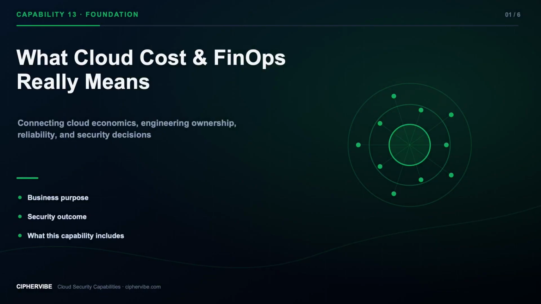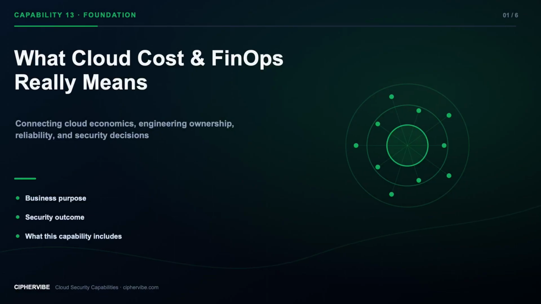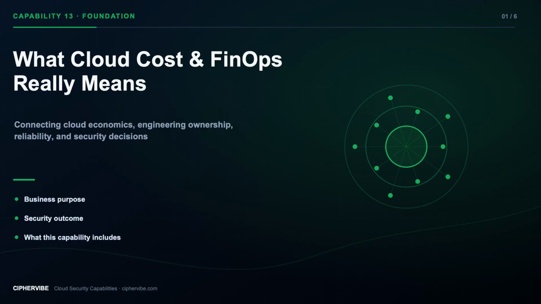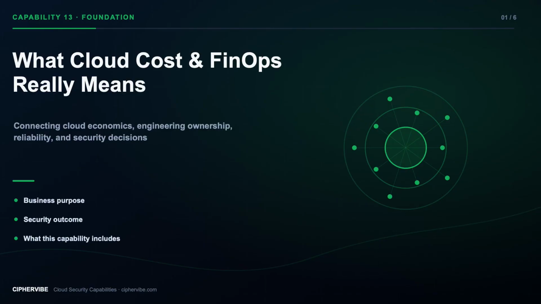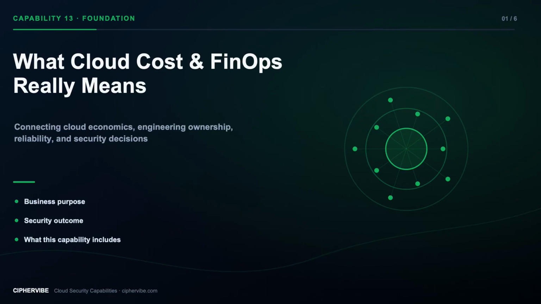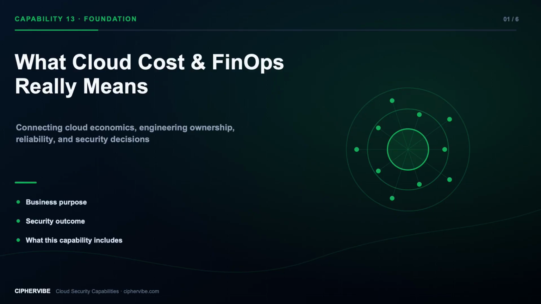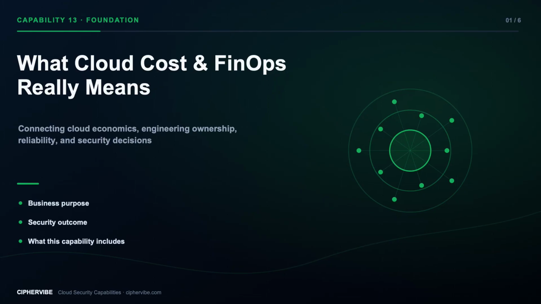Welcome to part 13 of the CipherVibe Cloud Security Capabilities series. This episode explains Cloud Cost and FinOps, why it matters, how the capability works, which mistakes weaken it, and how to build it in a measurable way.